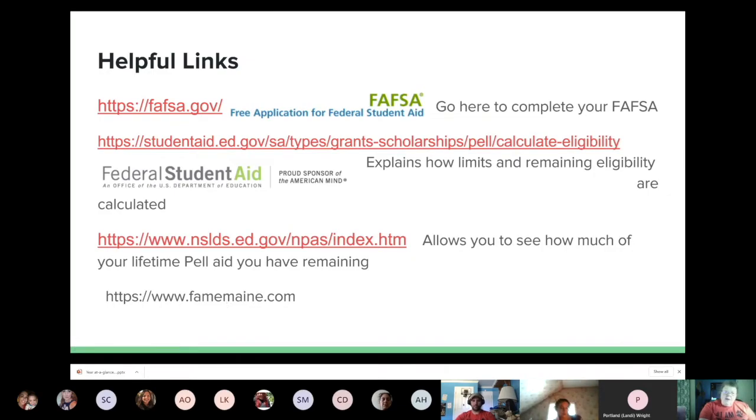I also have the FAFSA.gov link here, and this is a reminder to you folks that you want to use the .gov. There's a FAFSA.com site that looks a lot like the .gov site. But at the end of it, after you've entered all kinds of personal information, it asks for a credit card to submit the application for you, and it's a scam. So don't be fooled by that.